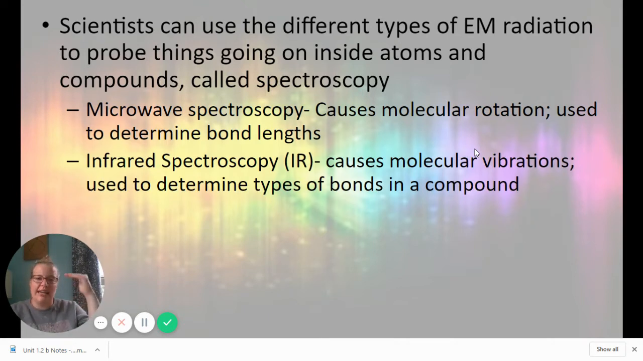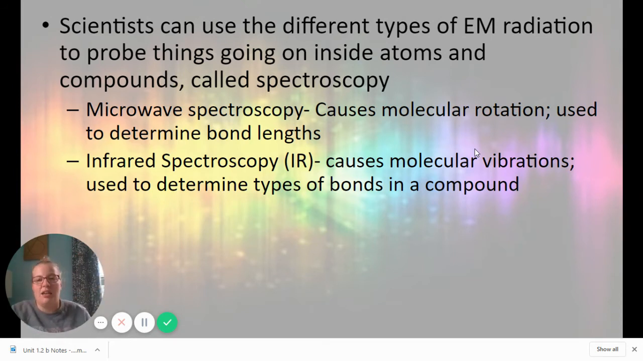The next highest electromagnetic radiation that you can use is something called IR, or infrared spectroscopy. What IR does is it causes molecular vibrations. So it causes a stretch within the bond. If you think about it, it's not just spinning the molecule, it's actually making a bond stretch and flex.